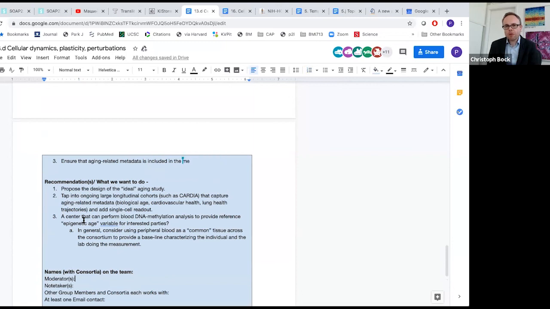Shall we spell out a bit more what's point one here of the recommendation? What would be the design of the ideal aging study? Or is this something that is not really a good use of our time now? The alternative is going to the time series.